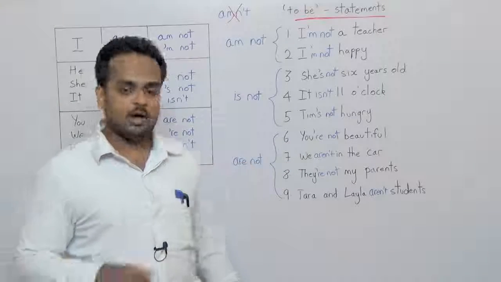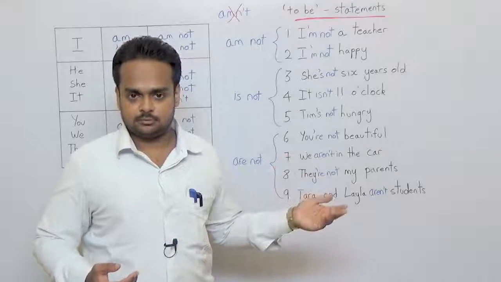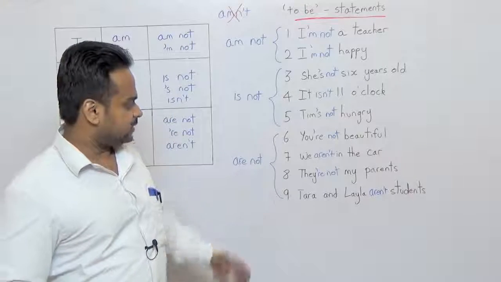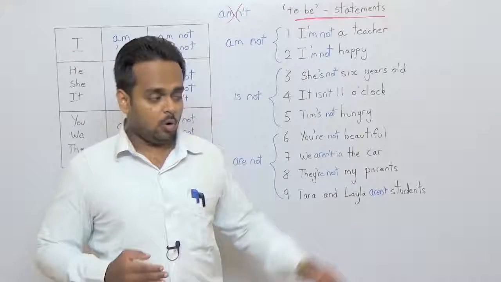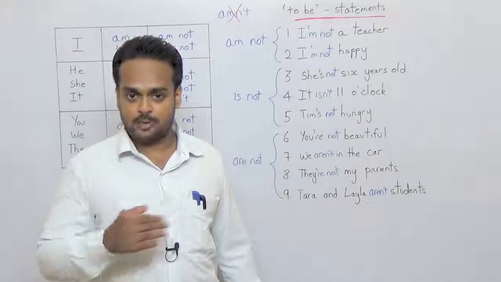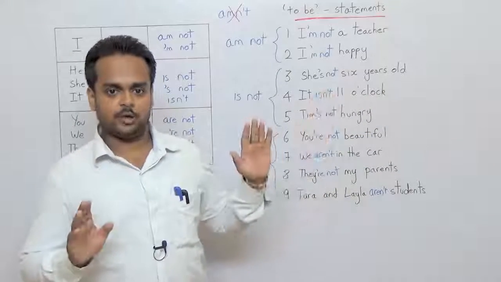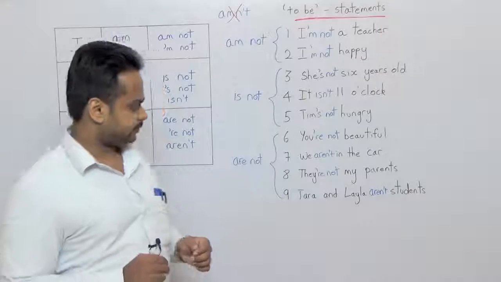Number 7, we aren't in the car. We aren't in the car, we're in the house. You can also say, "We're not in the car." Number 8, they're not my parents. So my friend asks me, "Hey, who are those people standing over there? Are they your parents?" I look and say, "They're not my parents. I don't know who they are." Okay. You can also say, "They aren't my parents."